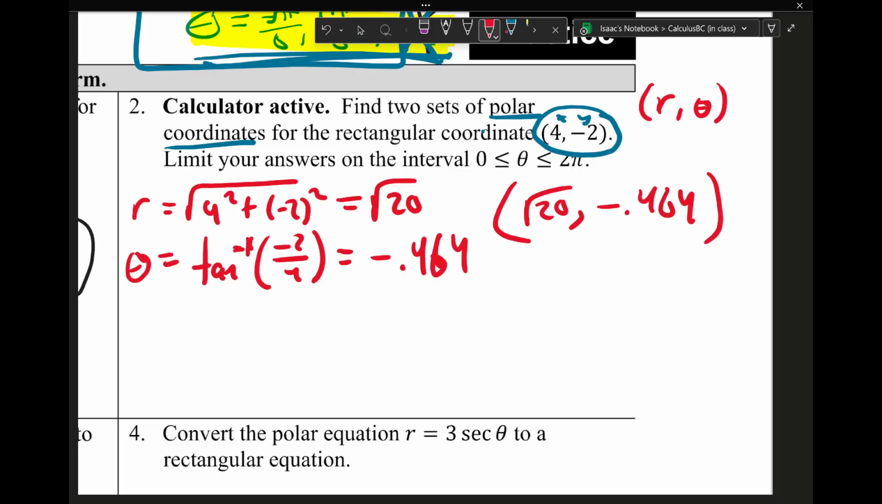Why not? What's wrong with this being one of our answers? Exactly. 0 to 2 pi is like 0 to 6.28, right? -0.5-ish is not between 0 and 6.28. You with us there? Yes. Okay. Then what am I supposed to do?